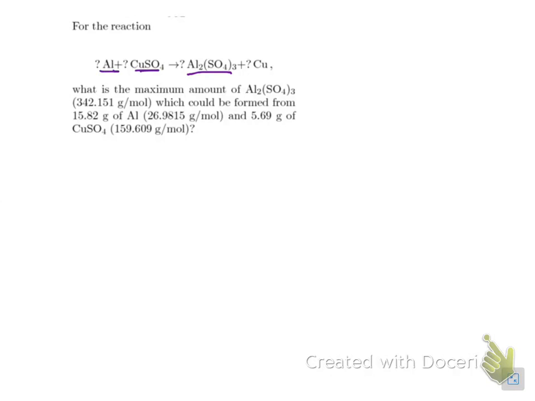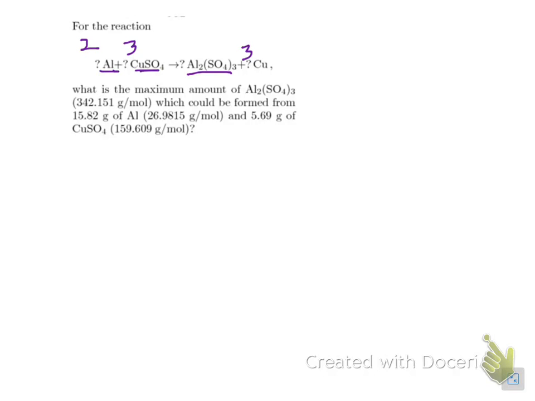I have 3 sulfates here, so this is going to be a 3, and I'm going to need 2 aluminums here, and that should do it for me. Actually, I need 3 coppers. Okay. Alright, so I'm going to start with what I'm given here for aluminum.